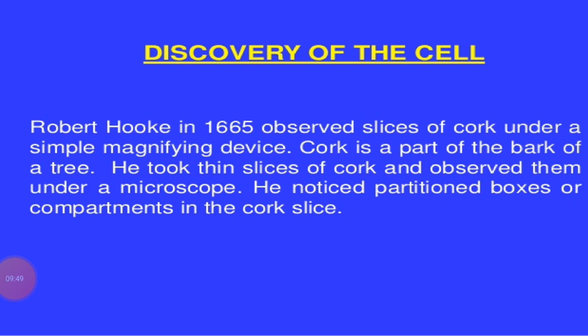The cell was discovered by Robert Hooke, and he was the first person who observed the cell with the help of an ancient microscope. He observed the cell for the first time in a thin slice of cork in 1665. So in which year was the cell discovered? The cell was discovered in the year 1665.